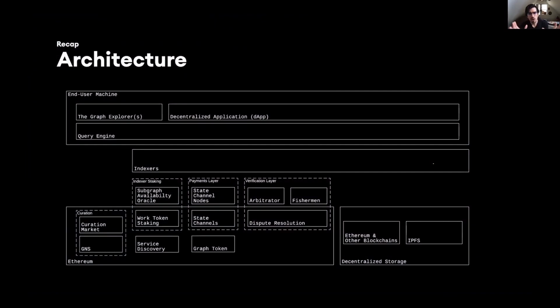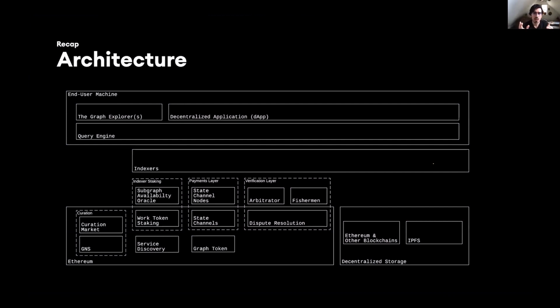So to kind of wrap it all up, this is just a high level architecture touching on many of the mechanisms that we talked about. You can see a lot of the mechanisms, starting in the bottom left of this diagram, are anchored in smart contracts running on the Ethereum mainnet. They're also supported by, and interacting with, a number of off-chain services. So we have our state channel nodes, we have our arbitrator. We also have a subgraph availability oracle.